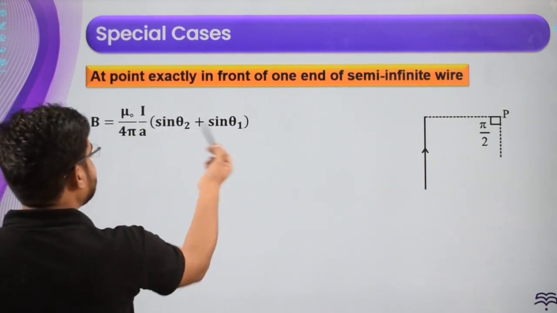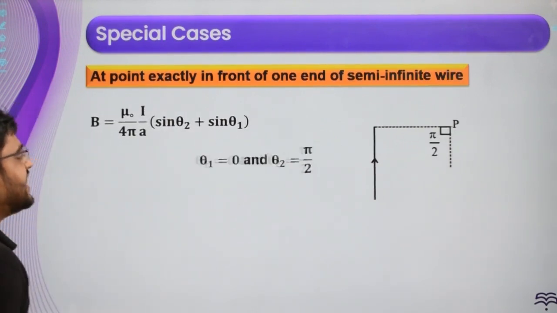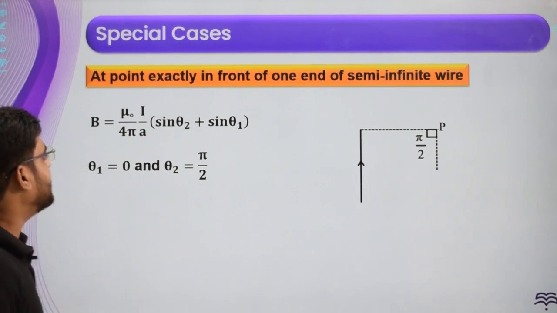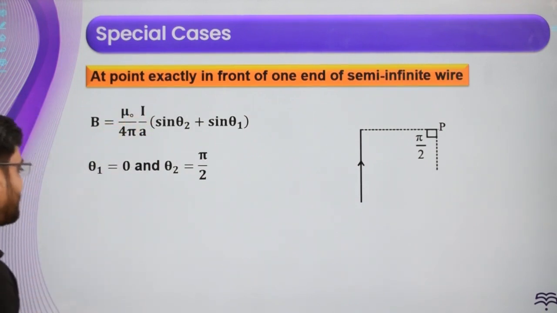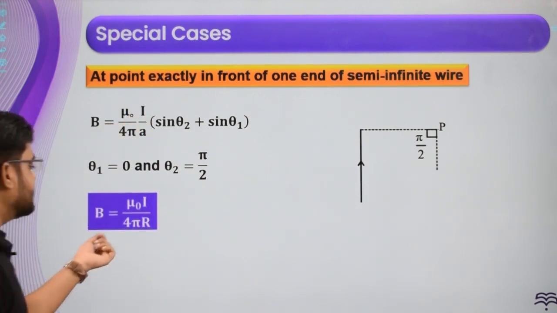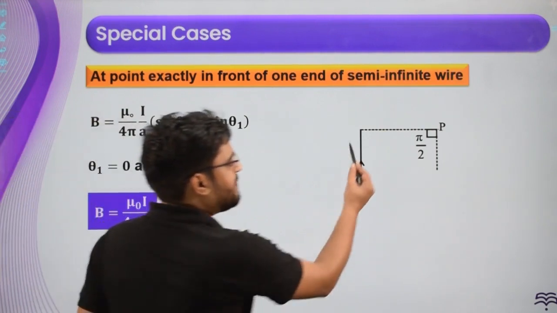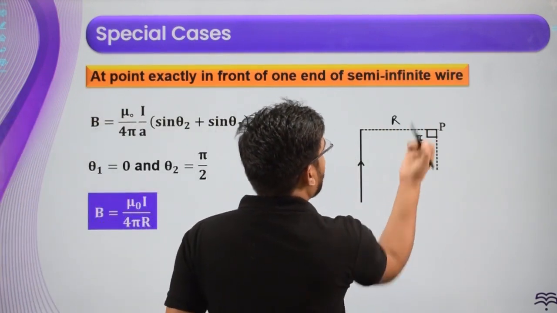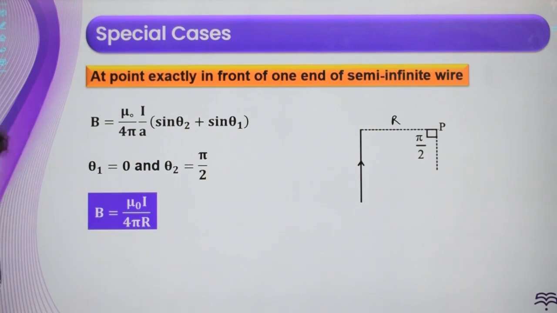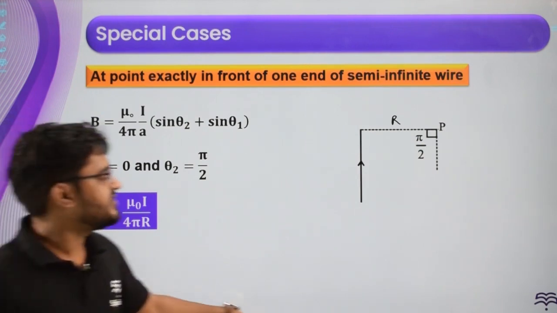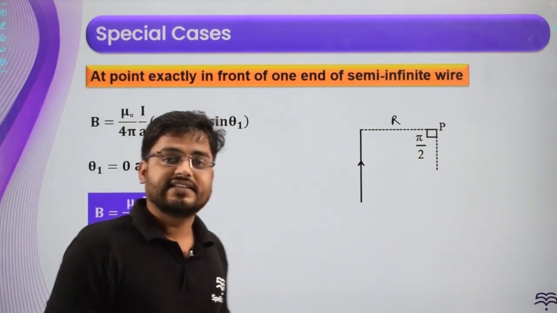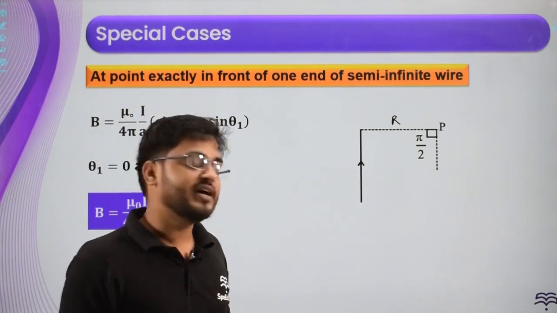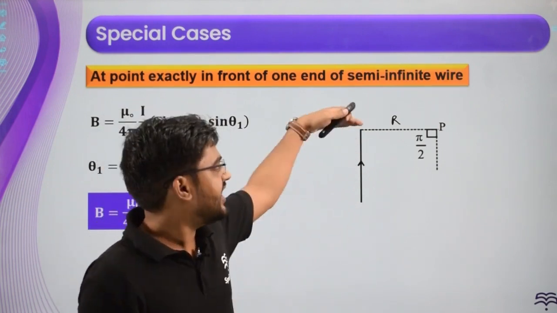So if this is 0 and this is pi by 2, then we get one thing is 0 and one thing is 1. So we'll get mu naught I by 4 pi r, or 4 pi a, right? So r is nothing but this perpendicular distance, my r or a. So this is the magnetic field due to a semi-infinite wire, we can say like that. We are saying that it is infinitely long but just one-sided. We are at the other end.